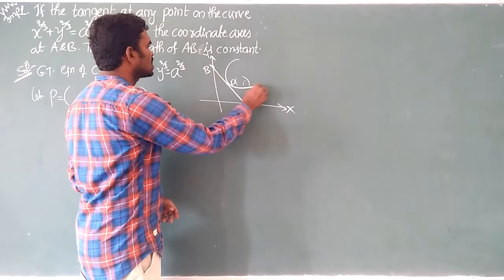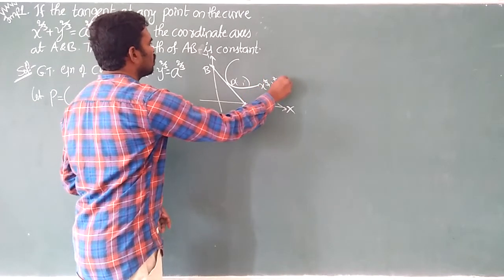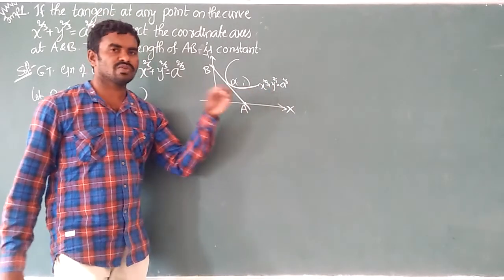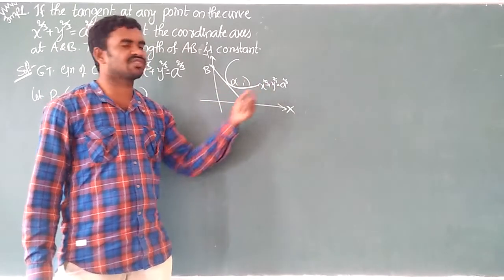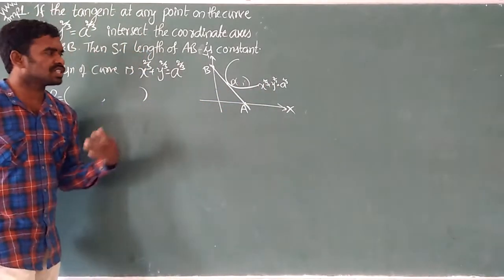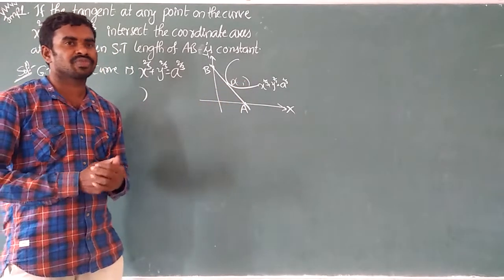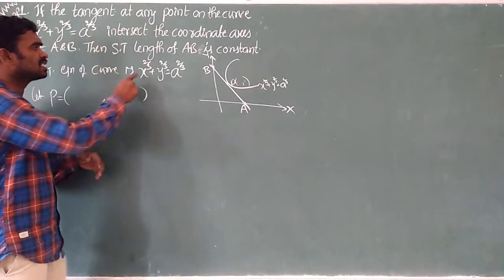This curve equation is x power 2/3 plus y power 2/3 is equal to a power 2/3. So we should take a point that must satisfy this equation. What is that point? Generally we can take (x1, y1), no problem. But here the best point is one that must satisfy this equation.